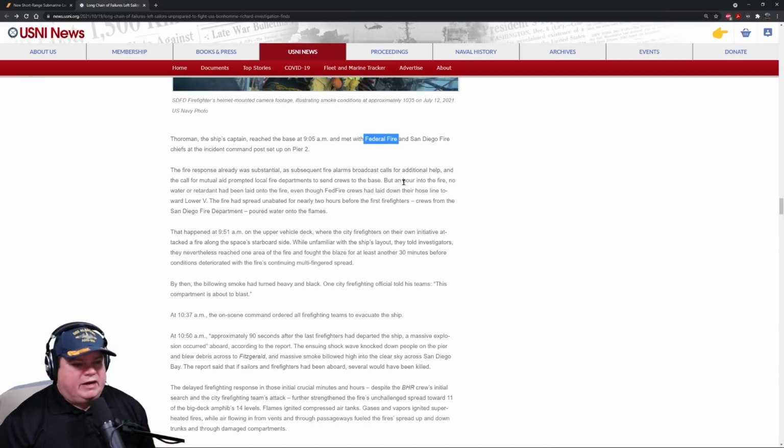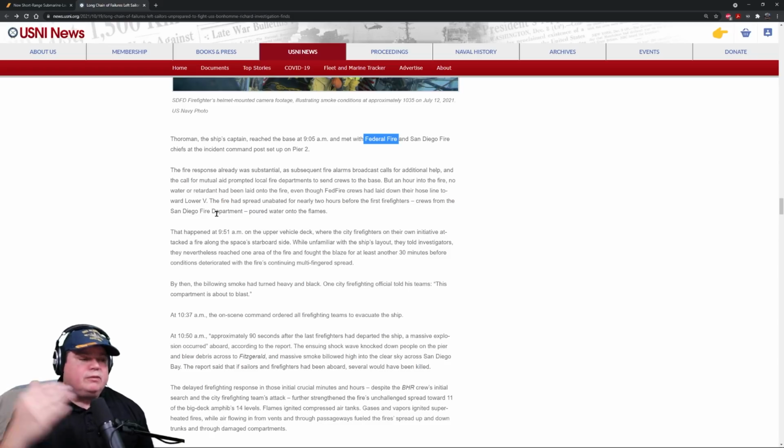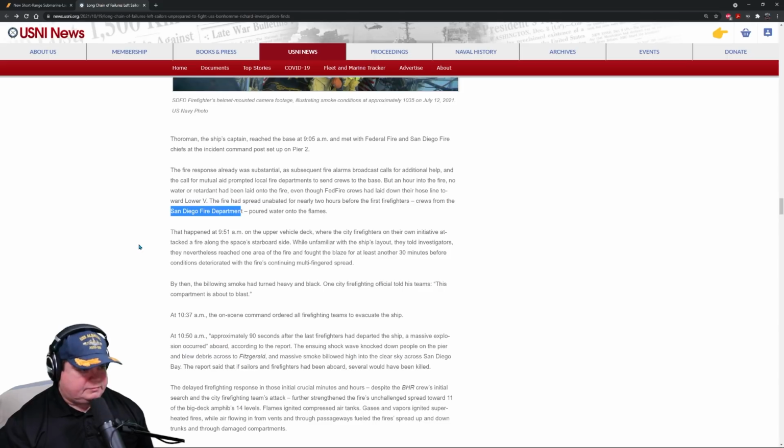But, okay, about an hour into the fire, no water or retardant had been laid on the fire yet, even though the federal fire crews had laid down their hoses and lines towards Lower V. The fire had spread unabated for nearly 2 hours before the first firefighters, crews from the San Diego Fire Department, poured water on the flames. The people who are farthest away from the ship are the first people to fight the fire.